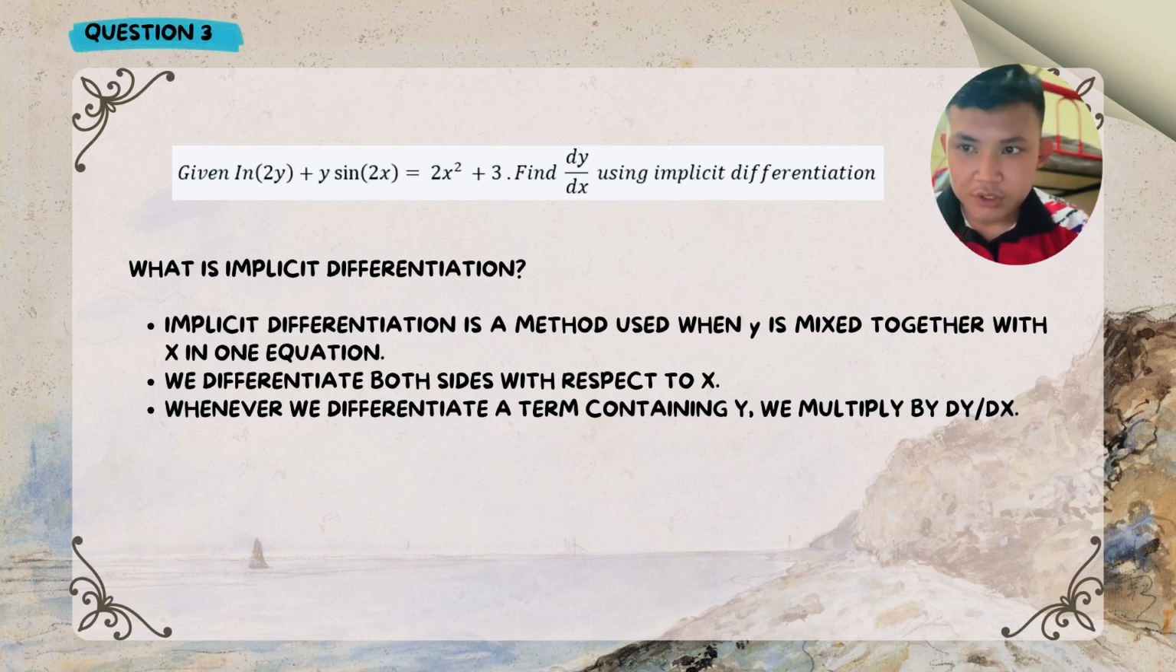What is implicit differentiation? Implicit differentiation is a method used when y is mixed together with x in one equation. We differentiate both sides with respect to x. Whenever we differentiate a term containing y, we multiply by dy over dx.